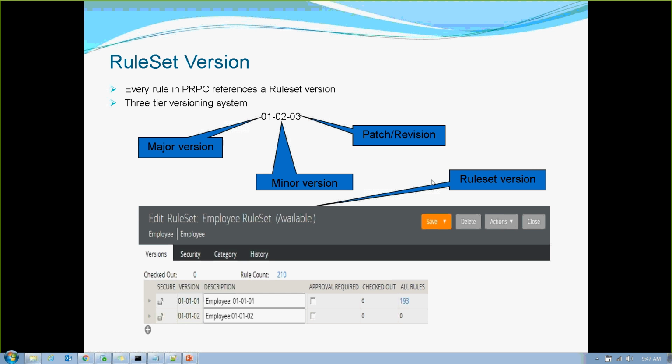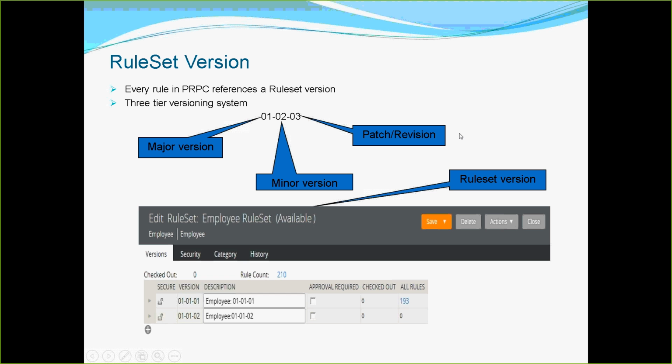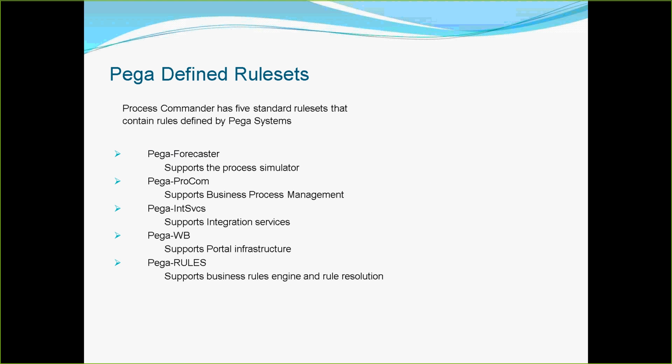Okay, perfect. So this is how we do it. Rule set hyphen version. You have major, minor, and patch versions, and you keep on incrementing them. If you see this in the screenshot, you can see 01-01-01 has 193 rules. 02 has 0 rules. So like that, you can put your rules in each of the rule set versions. Whenever you make a deployment, you push this version. So when I push this employee rule set with the 01-01 version, 193 rules will move to the next environment. So that is how it is done.